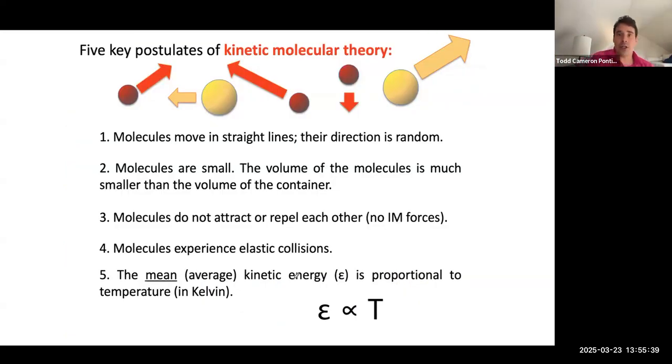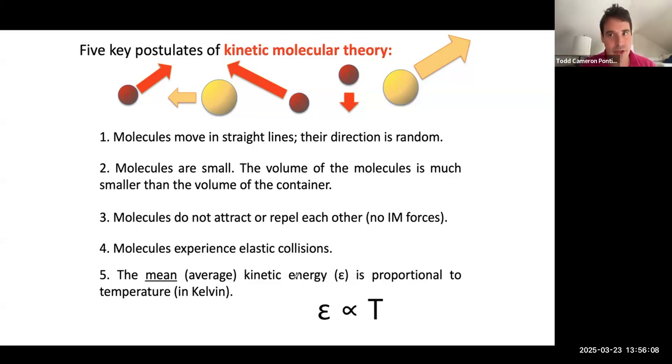There are five key postulates of kinetic molecular theory. Molecules move in straight lines, and then they bounce around, and if they hit something, they can change their direction. It's basically random. Molecules are small. The volume of the molecules is much smaller than the volume of the container. In fact, kinetic molecular theory postulates that these gases are almost infinitesimally small points in space.